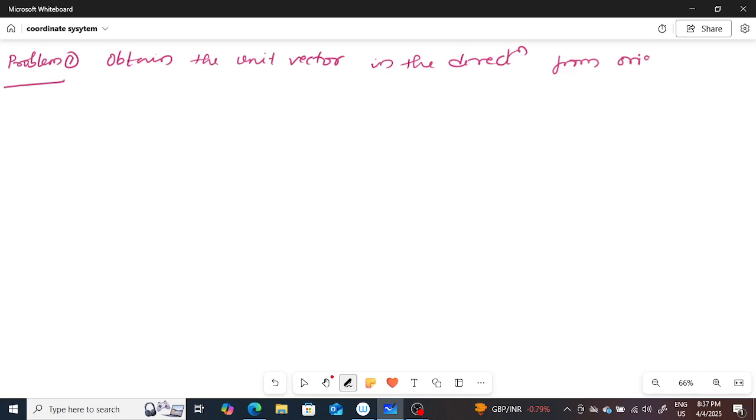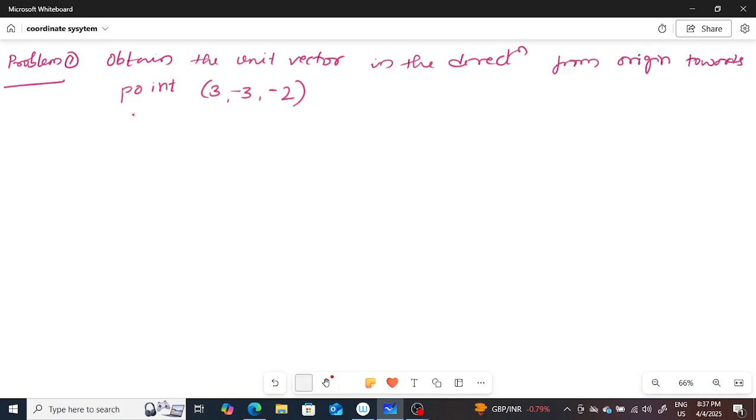So the first problem in electromagnetic field theory we are taking is: obtain the unit vector in the direction from origin towards point 3, minus 3 and minus 2.